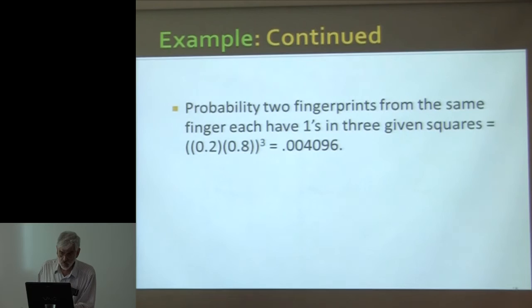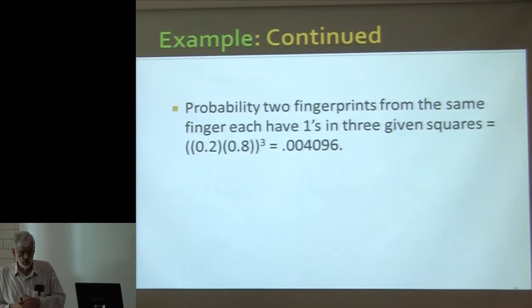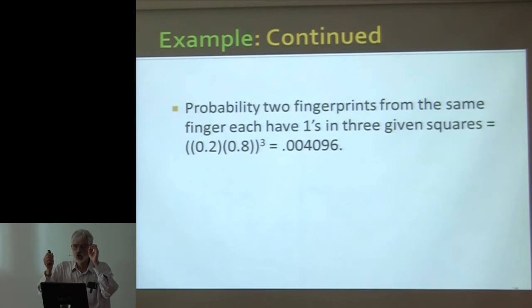So you'll still get a decent number of false positives. But now let's suppose that the 2 fingerprints come from the same finger. What is the probability that, for a set of 3 grid squares, both fingerprints will have minutiae in all 3? Well, let's look at the first fingerprint.